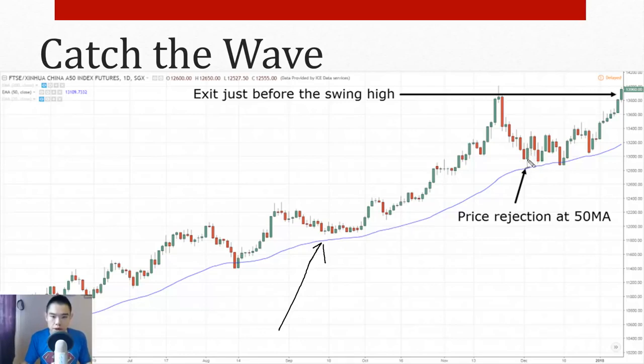Notice the price came in at one point in time near the 50 period moving average, and then the buyers stepped in and finally pushed the price higher, closing near the highs. As a trader, you can look to get long. Again, stop loss, give it some buffer below this low, somewhere here.